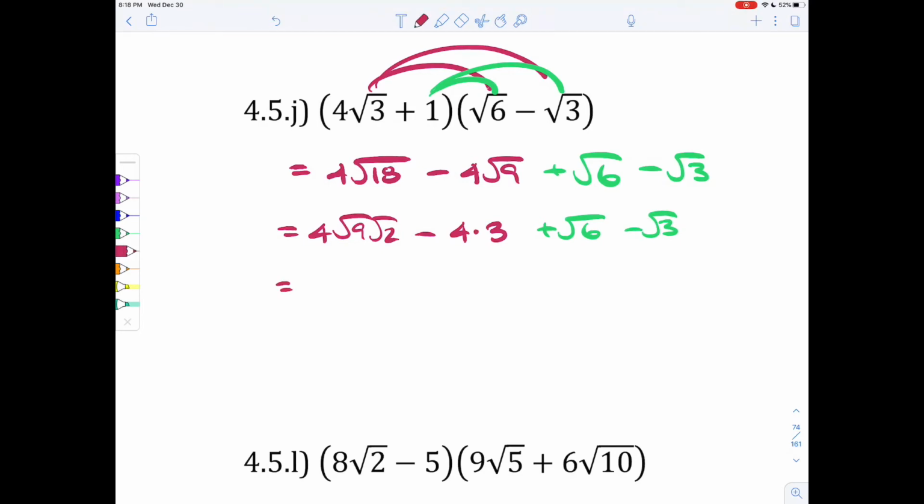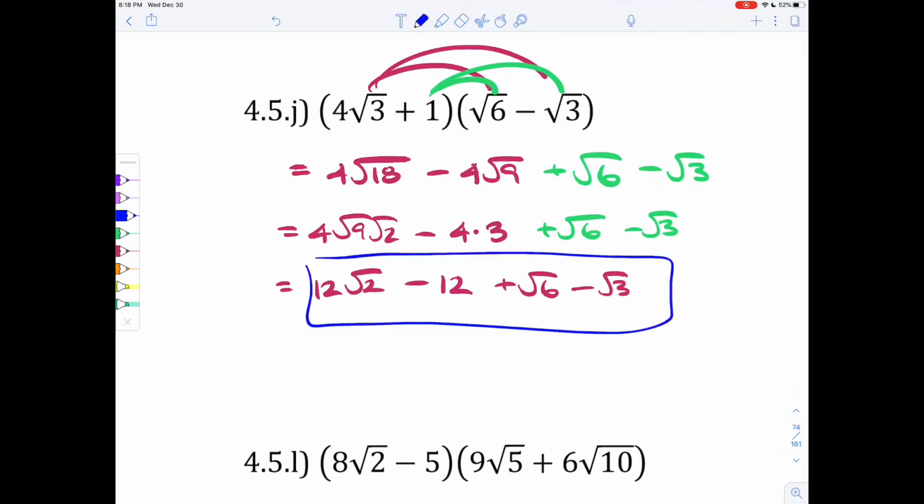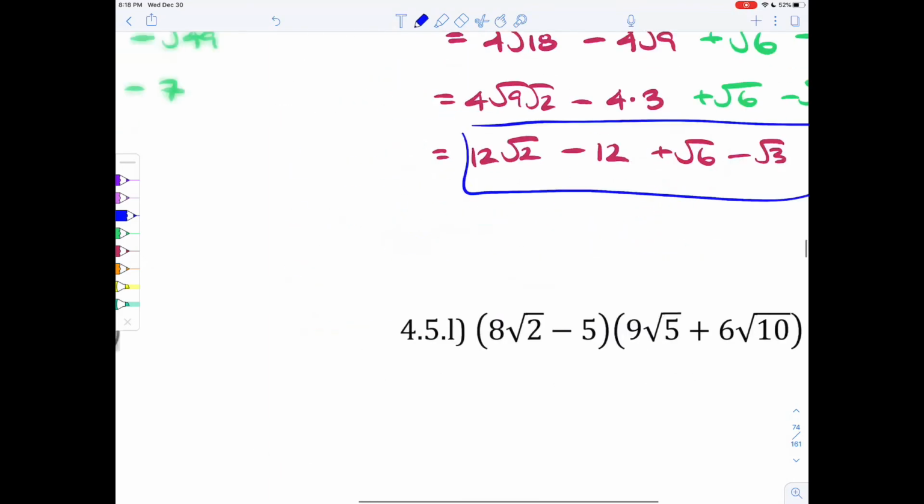4 times root 9 is the same as 4 times 3, which is 12. The root 2 we couldn't do anything with. 4 times 3 is again still 12, so that's there. Root 6 was just root 6, and negative root 3 was just negative root 3. So they didn't have anything to combine with, but that's okay. They'll find their way. All right.